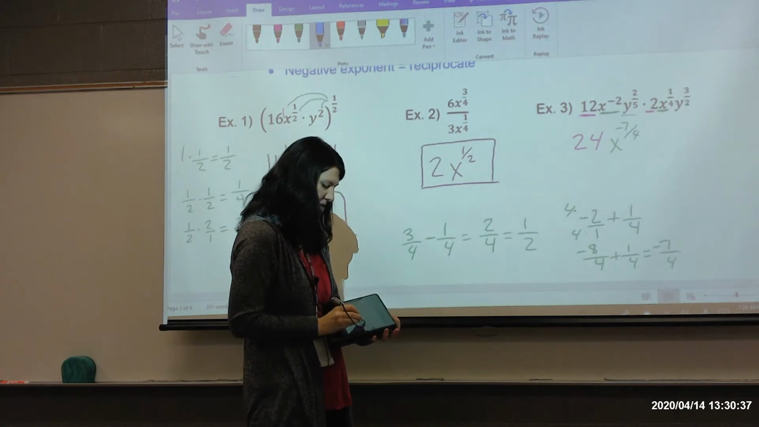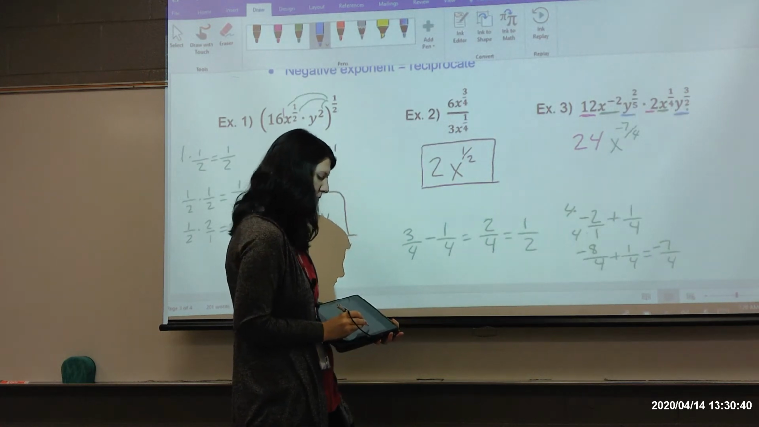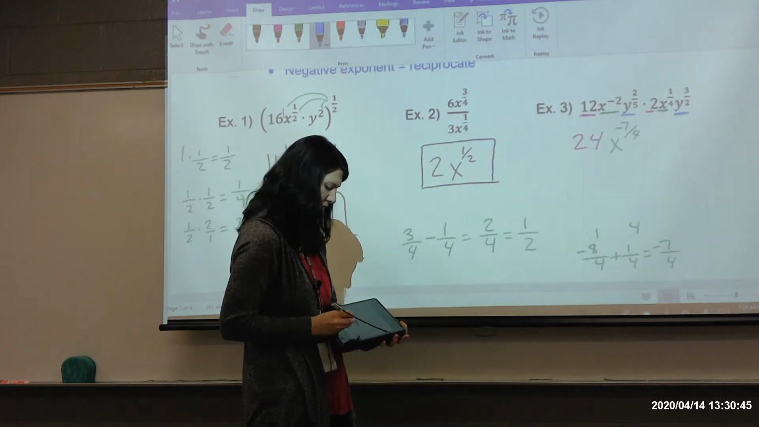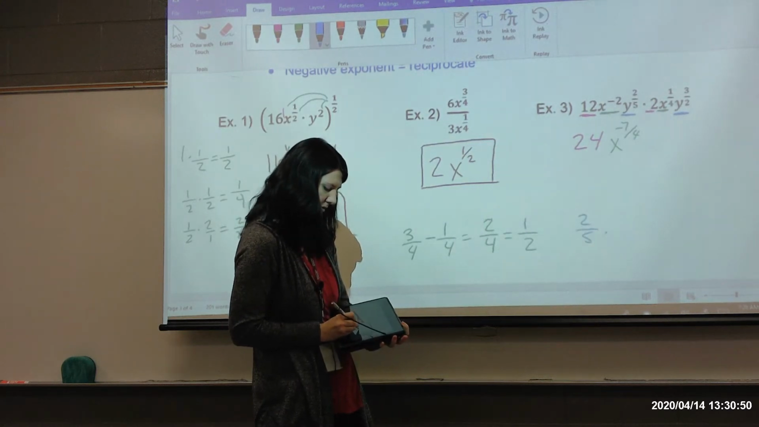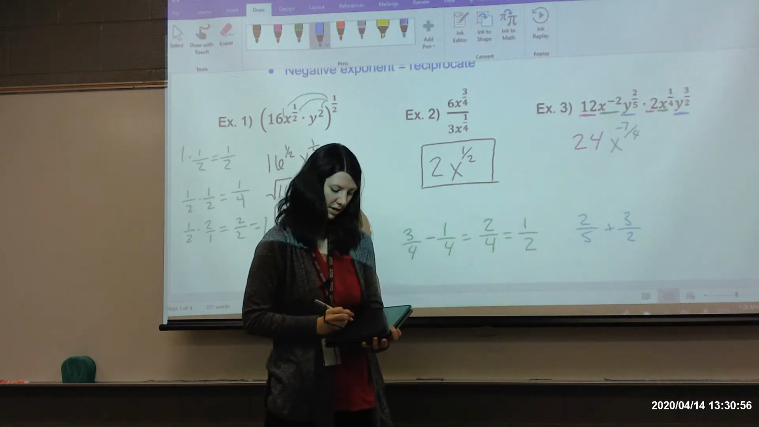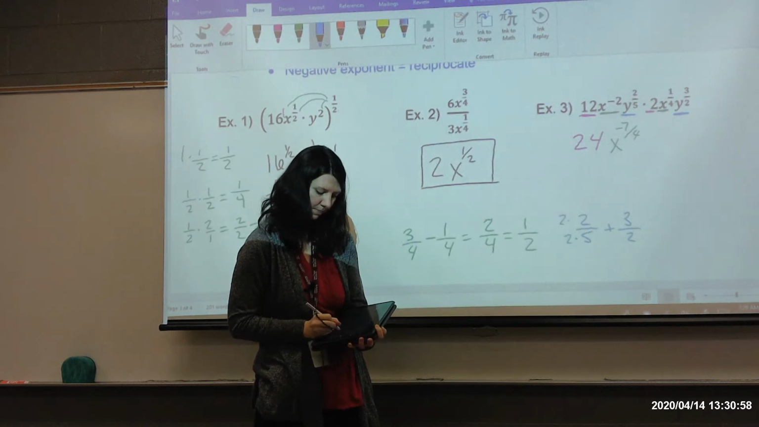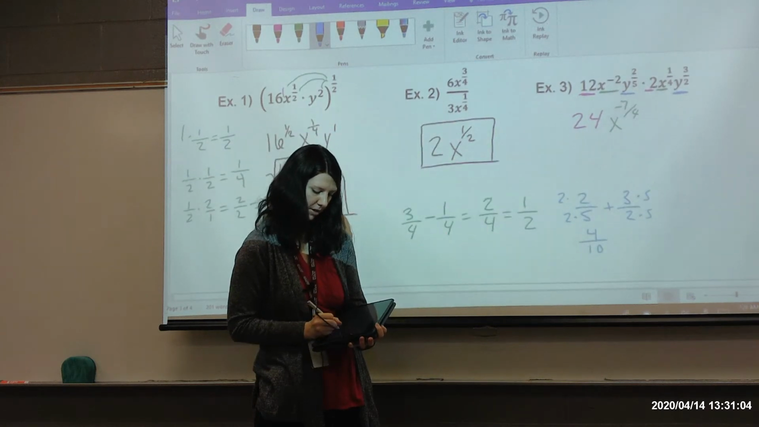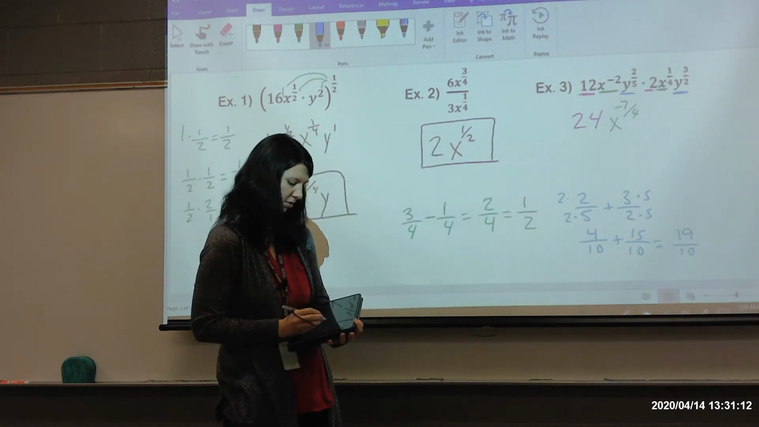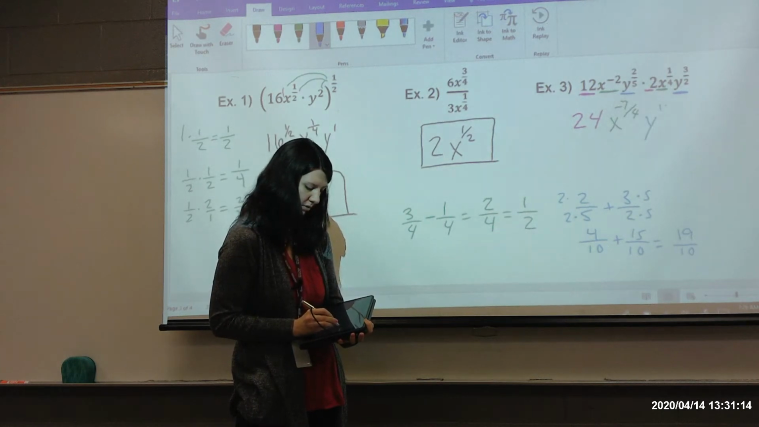All right, and then lastly, we need to look at our y's. Y to the 2/5 times y to the 3 over 2. So I'm going to do the same rule. I need to add my exponents. So I'm going to do 2/5 plus 3 over 2. I need common denominators, so I'm going to choose 10 because I can get them both to match. So that'd be 4 over 10 plus 15 over 10, which is 19 over 10. Okay, 19 over 10 can't simplify, so that is going to be my final exponent.